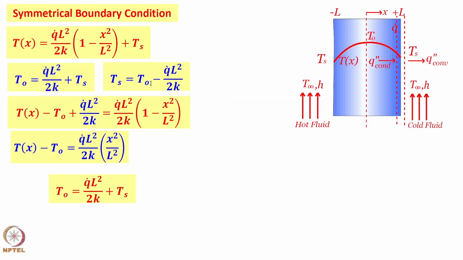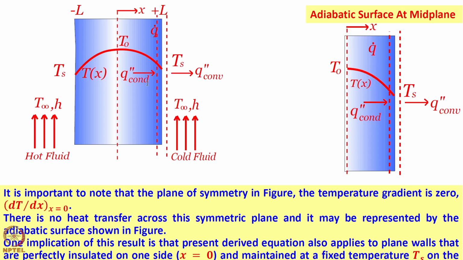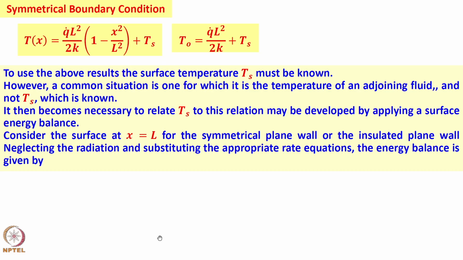Okay. So, symmetric case we have seen, and this is how the graph of temperature distribution would look. The center line is the line of symmetry, dT by dx equal to 0 at x is equal to 0, which is like an adiabatic boundary condition or adiabatic surface at mid plane, which is what we are trying to tell you. There is no heat transfer across the symmetry plane and it may be represented by an adiabatic surface. That is whatever I have covered is written here. Common situation where the temperature of the adjoining fluid is known and Ts is not known. We have looked at how it needs to be done.